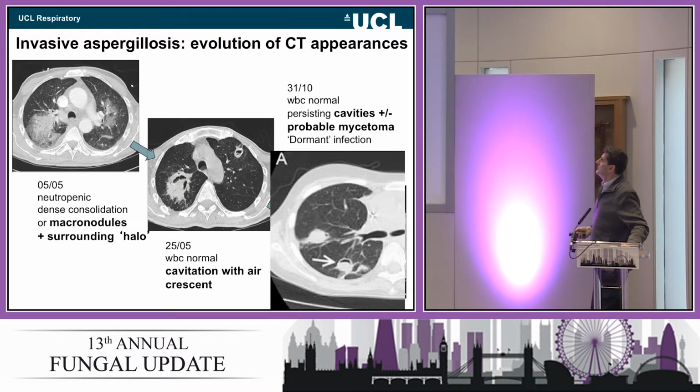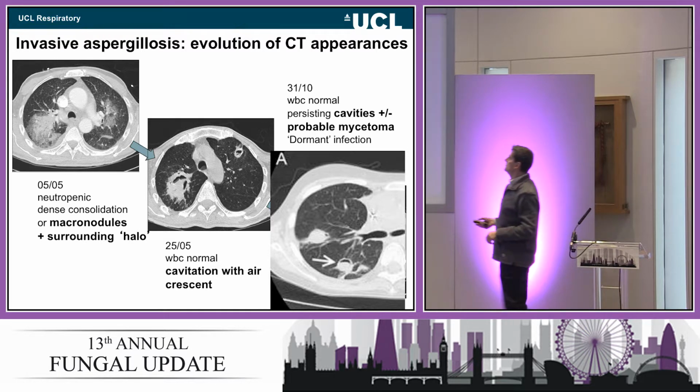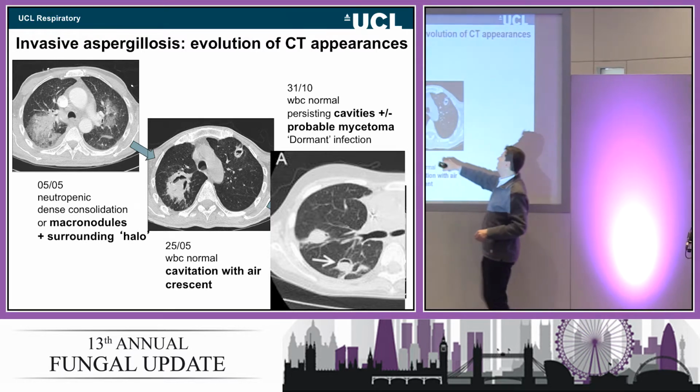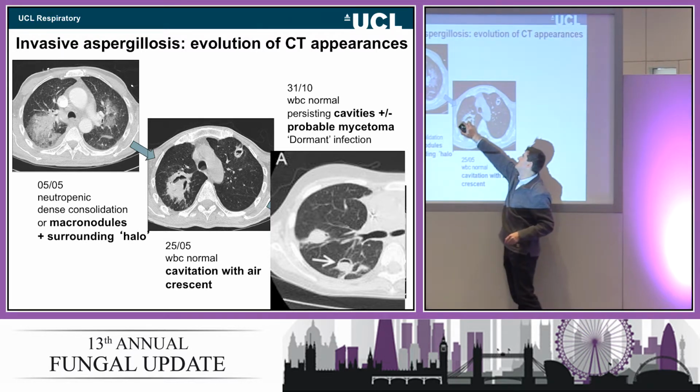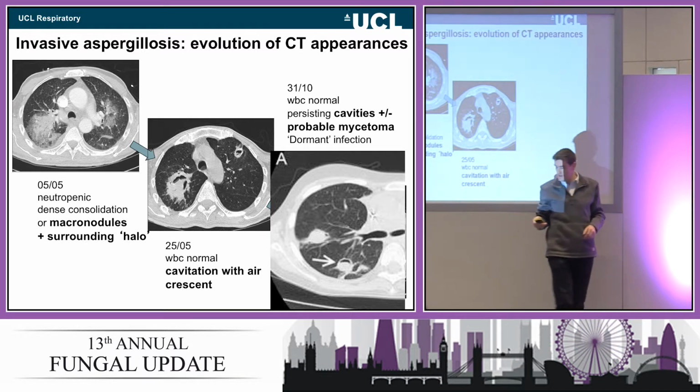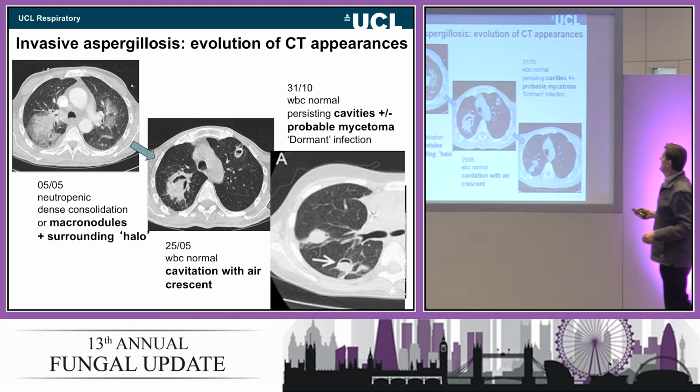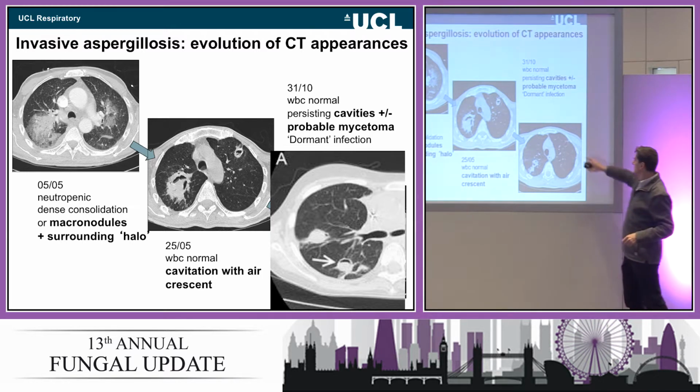Okay. This is the evolution of the appearances. Macronodule with halo, there's two there. Then as you treat or the patient's neutrophils recover, it becomes much more circumscribed. And in the middle, we have an aspergilloma occurring where the fungus has destroyed the lung, and you get a nice little round ball, and then eventually it forms a scar.